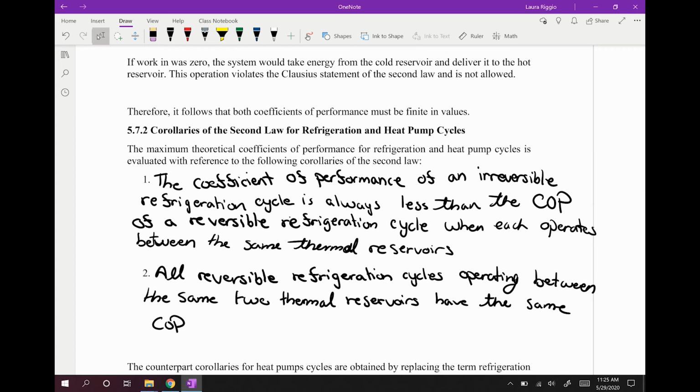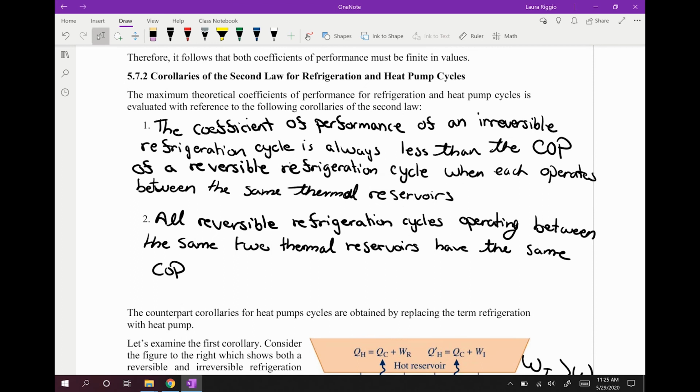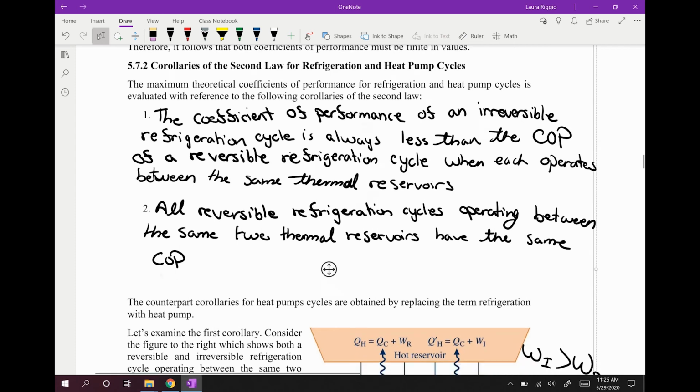There are also some corollaries of the second law for refrigeration and heat pump cycles. They're very similar to the ones for power cycles. They state that the coefficient of performance of an irreversible refrigeration cycle is always less than the coefficient of performance of a reversible refrigeration cycle when each operates between the same thermal reservoirs. All reversible refrigeration cycles operating between the same two thermal reservoirs have the same coefficient of performance. The counterpart corollaries for heat pumps are the same, just replace the words refrigeration cycle with heat pump cycle.